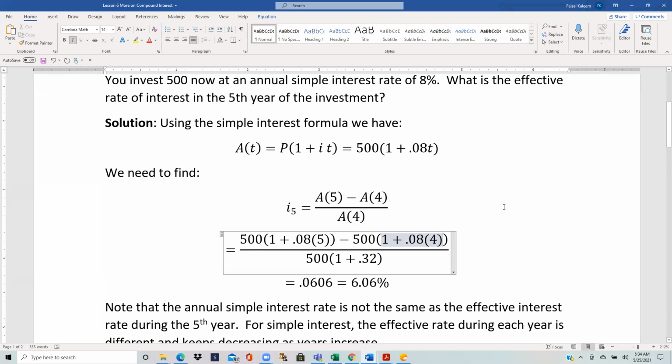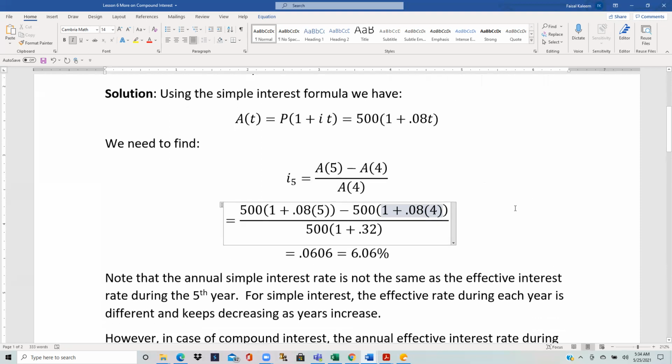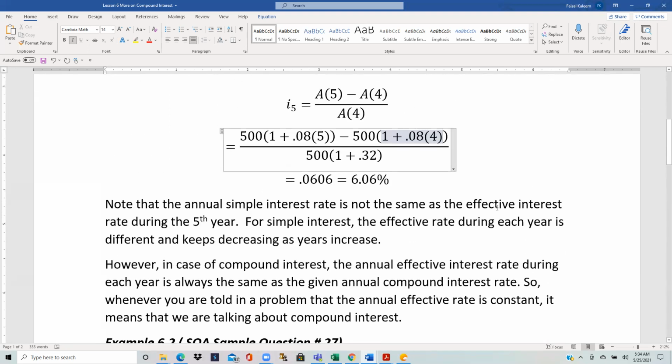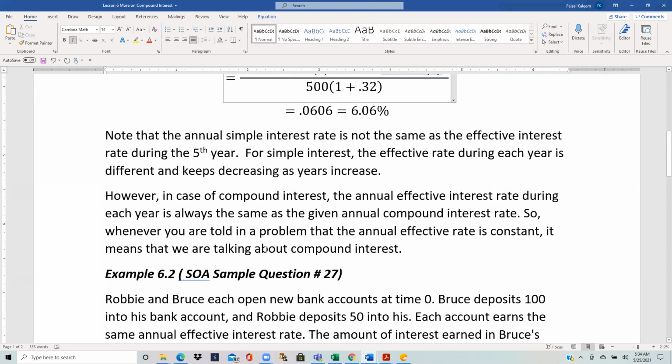Now, the key takeaway is that if you're told in a problem that the annual effective rate is constant, that means we are talking about compound interest. They may not explicitly tell you that the interest you are dealing with is compound interest, but if they tell you that the annual effective rate is constant, then that's compound interest, because compound interest is the only kind of interest for which the annual effective rate is constant.